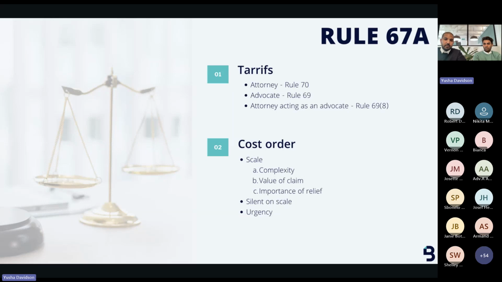Where there's going to be silence on which scale is going to be implemented, unfortunately, that's going to mean a limitation to scale A, and we'll have a look at some of the scales in a moment.